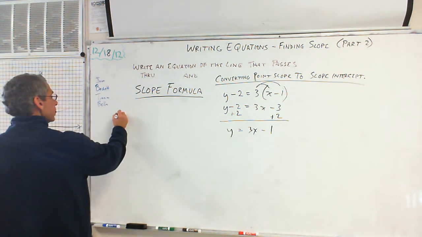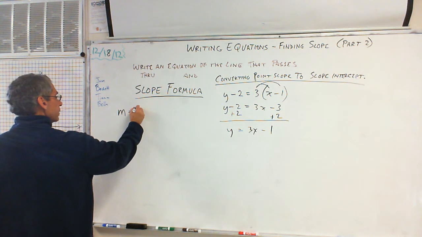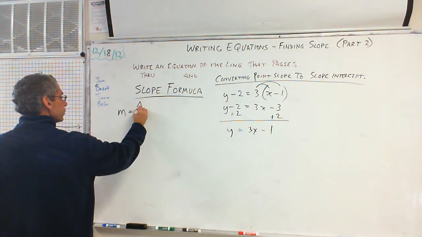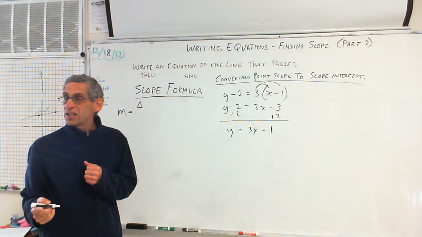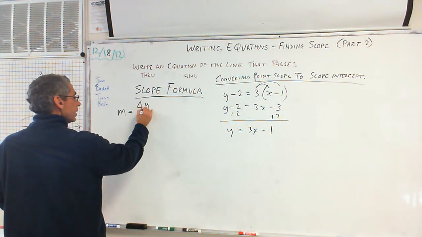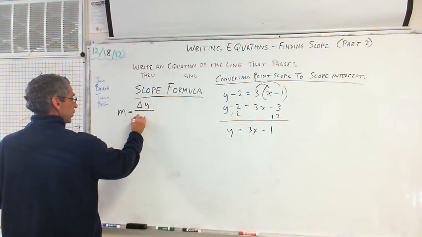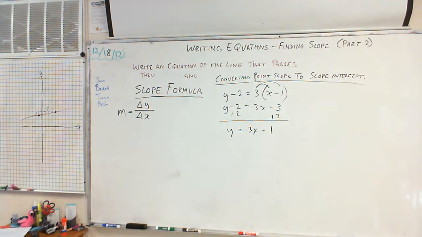So m stands for slope, right? Equals, I'm going to write... This is the shortcut way. This is the way I usually think of it. The change, that's a little triangle, and it means the change in, right? So the change in y over the change in x. Change in y over the change in x.